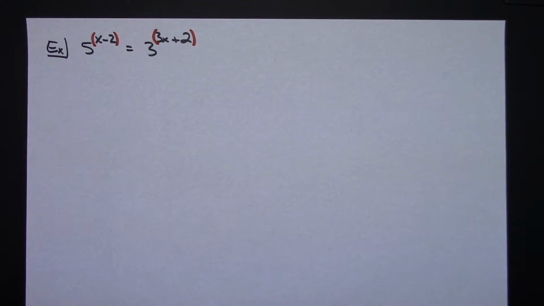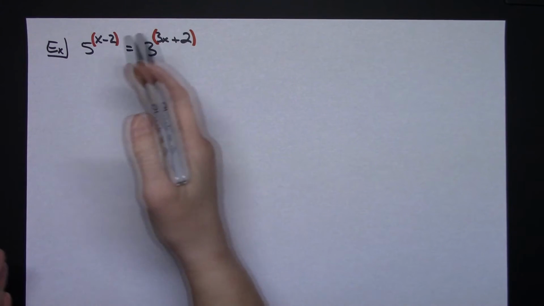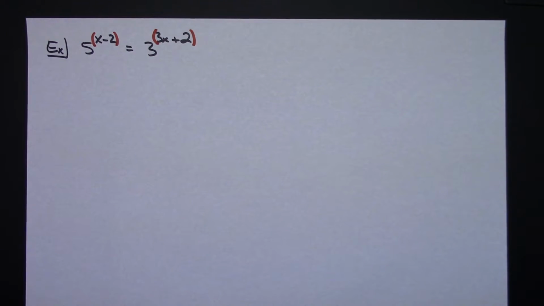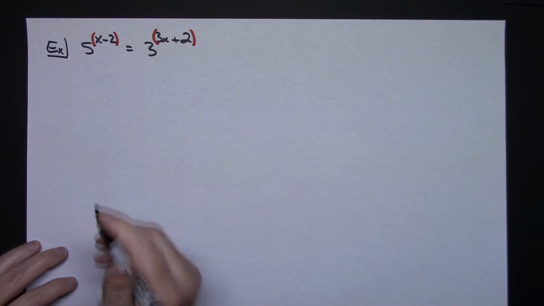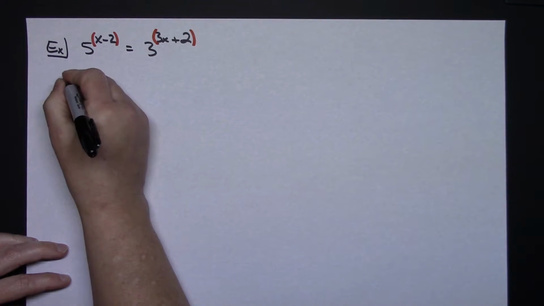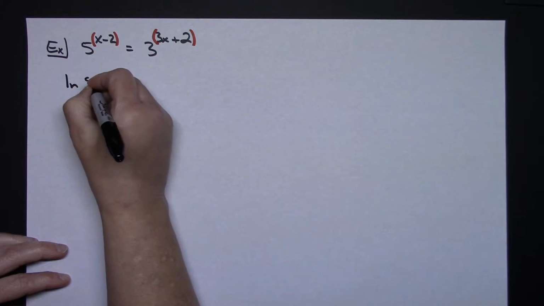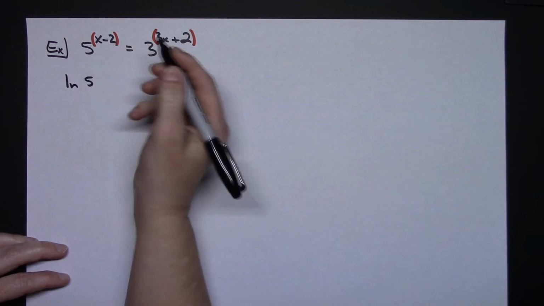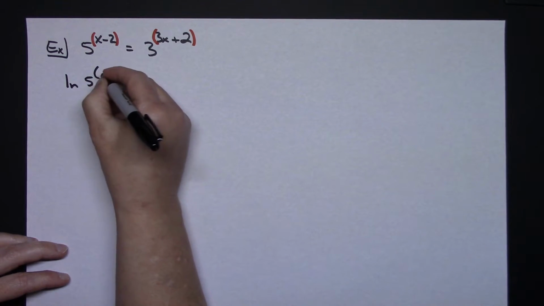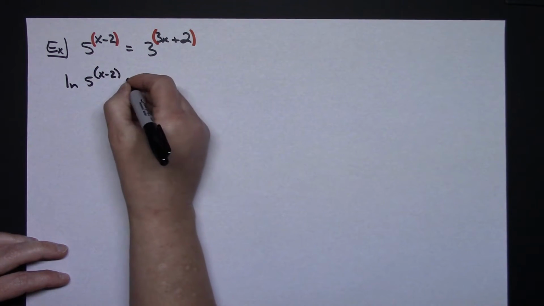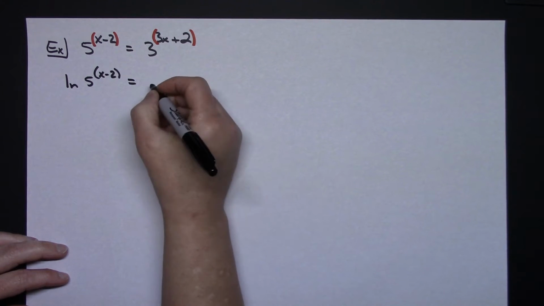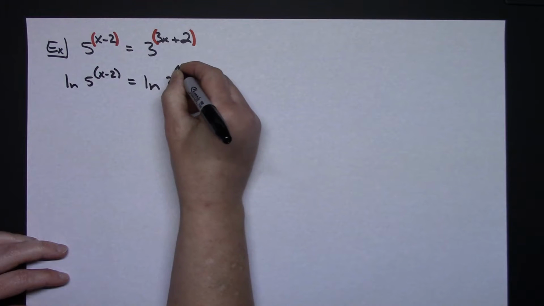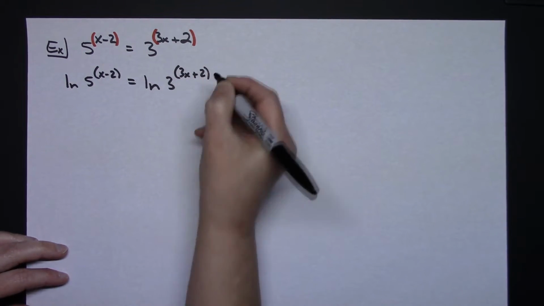They are isolated. I'm not multiplying or adding anything in addition to either one of these on either side, so that means I can right away take the natural log of both sides. So natural log of 5, and I'm going to put those binomials in a set of parentheses in black, x minus 2. That's going to help me remember to keep it together, to keep it a binomial. Natural log of 3 raised to the 3x plus 2.